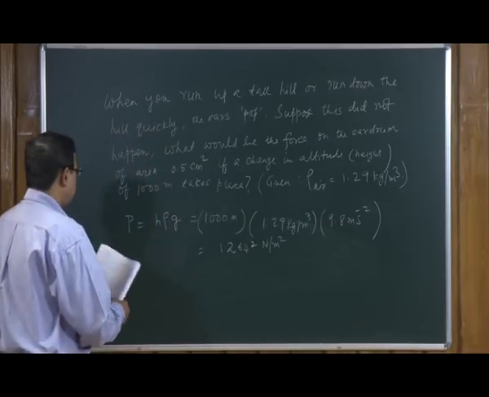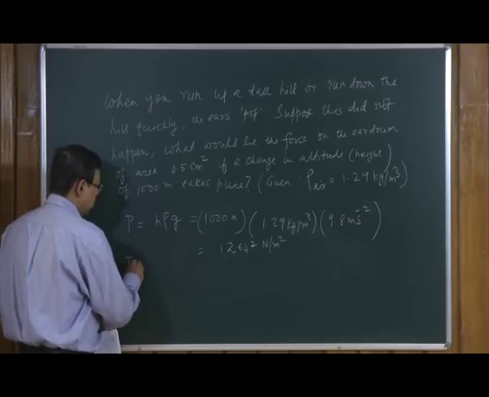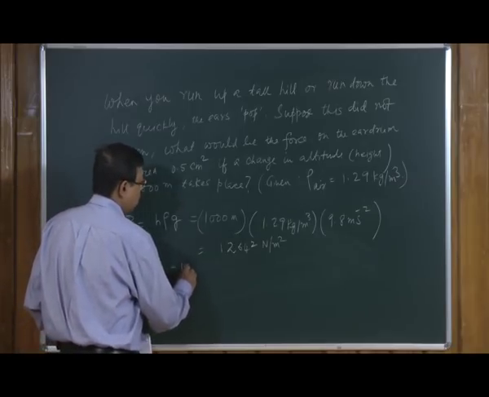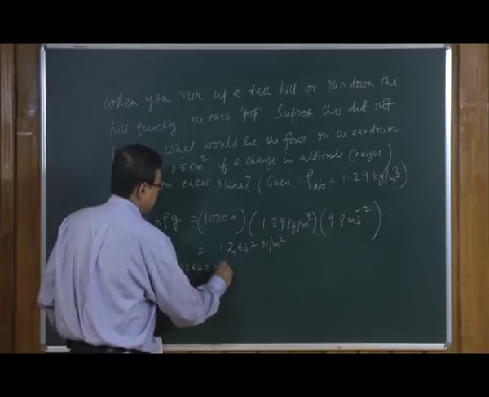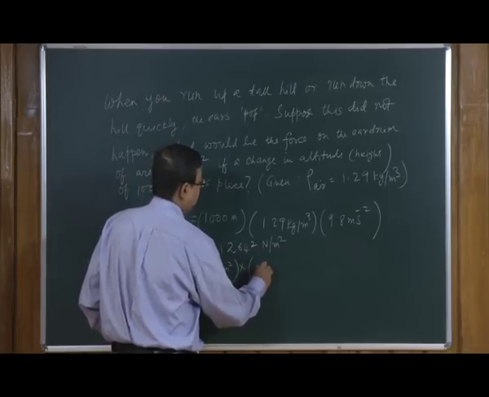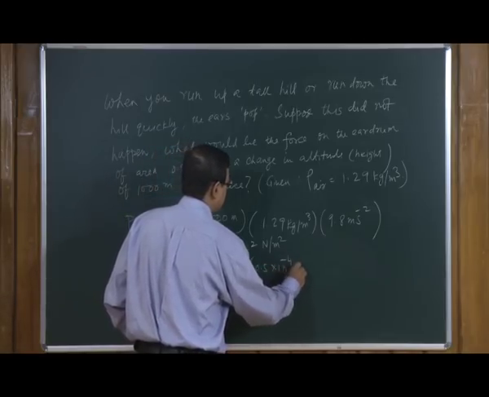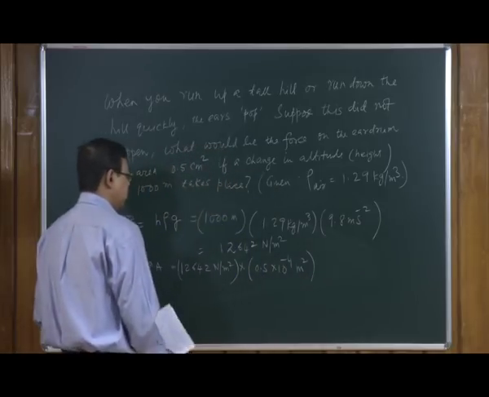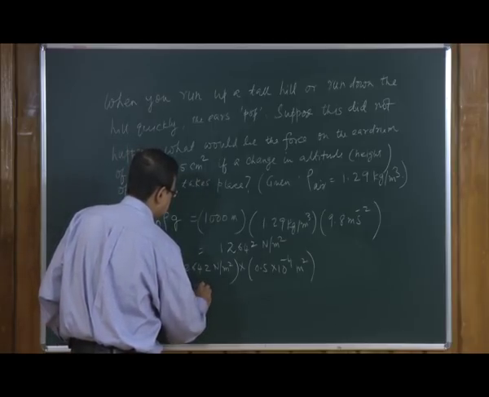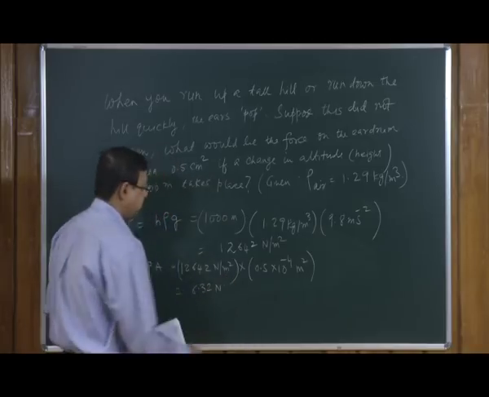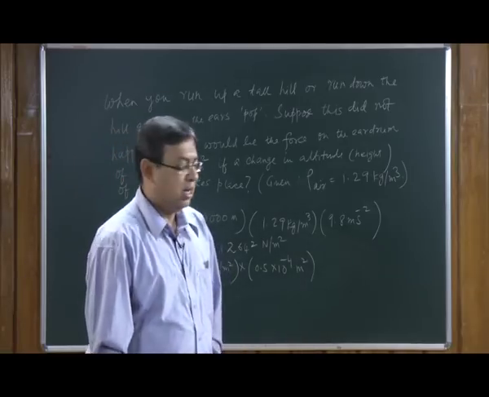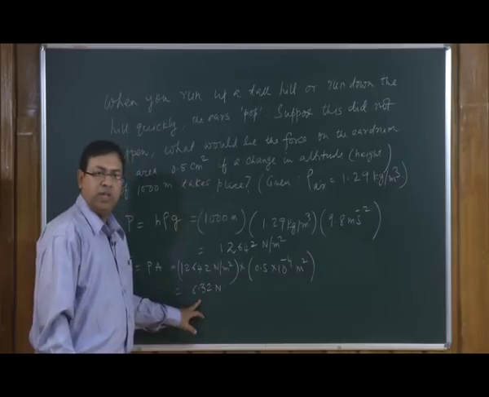Because of this pressure, there is going to be a force which is equal to the pressure multiplied by the area, which is 12642 Newton per meter square, multiplied by 0.5 into 10 to the power minus 4 meters square. So, the meter square will cancel and this becomes equal to 6.32 Newton. So, this 6.32 Newton is a force that is exerted on the ear.